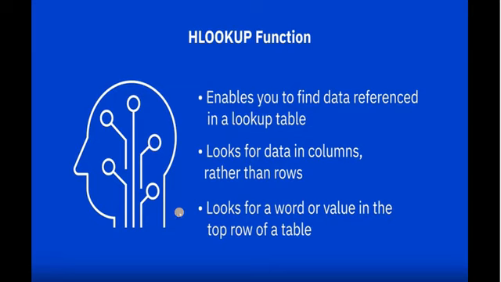Now, after understanding the VLOOKUP function, let's take a look at the HLOOKUP function, which, as we mentioned earlier, also does the same thing. But VLOOKUP works vertically, while HLOOKUP will search for a word or value in the top row of a table and then return a value in the same column from a row specified in the table array.